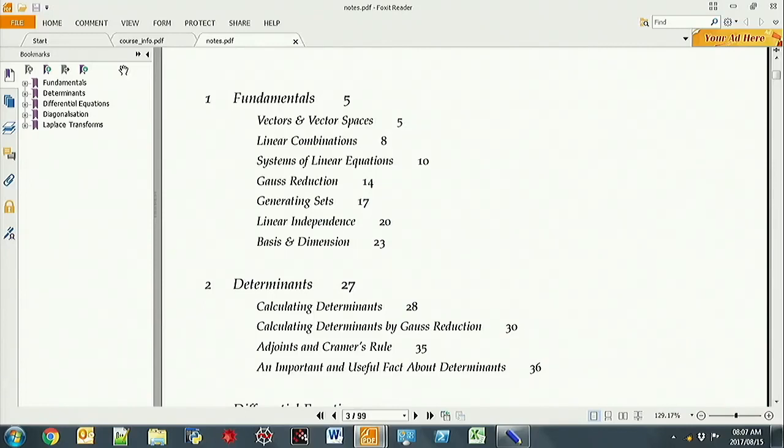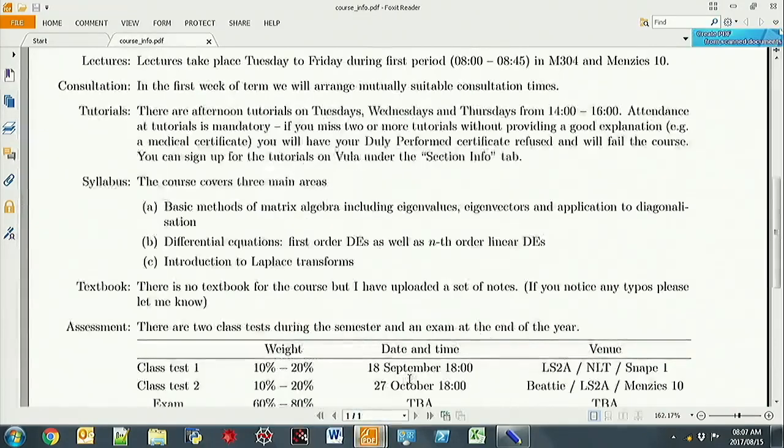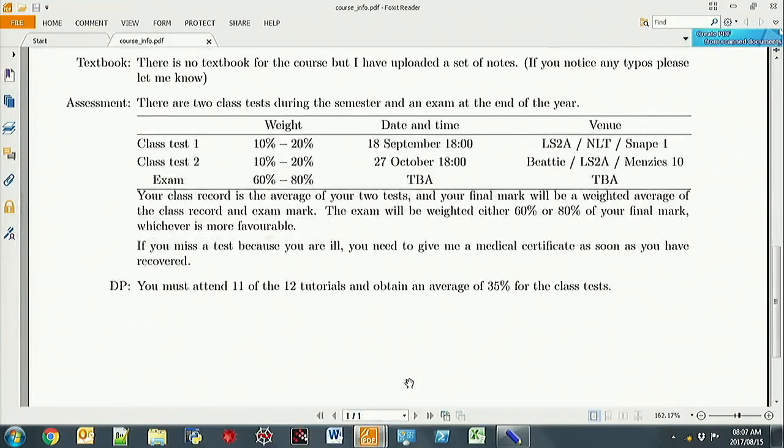We have 2 class tests during the semester, and the times and the venues have already been confirmed. On the 18th of September and the 27th of October in the evening, we have the class tests. We have those venues. What we haven't done yet, and what I'll do closer to the time, is work out which students are going to go to which venue, so that will probably just be done alphabetically. If you're near the beginning of the alphabet, you'll go to Leslie 2A. If you're in the middle, you'll go to NLT. And if you're near the end, you'll go to Snape 1 for the first class test. And something similar for the second class test.